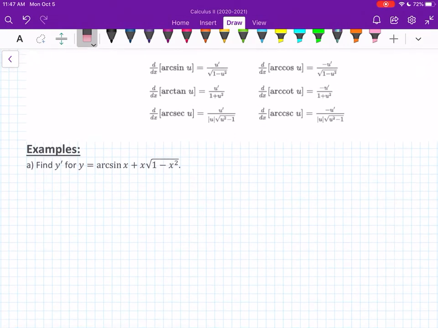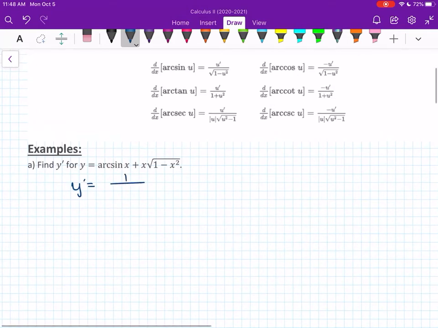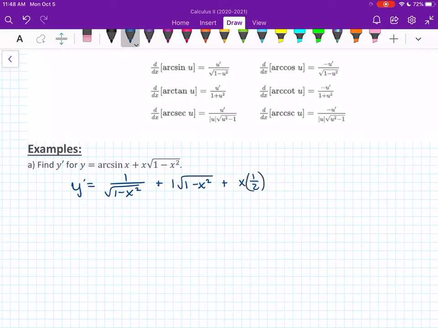So first example, find y prime for y equals arcsine of x plus x times the square root of 1 minus x squared. So if I'm going to do this, first thing I'm going to use is that formula for the arcsine of x, and since I don't have a formula of x, my u prime is 1, so I get 1 over the square root of 1 minus x squared. And then my second term, I'm going to use good old friend product rule. So plus 1 times the square root of 1 minus x squared plus x times 1/2, and then the inside 1 minus x squared to the negative 1/2, and then chain rule times negative 2x.